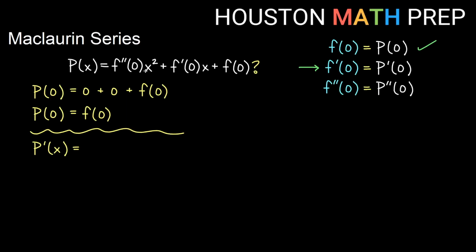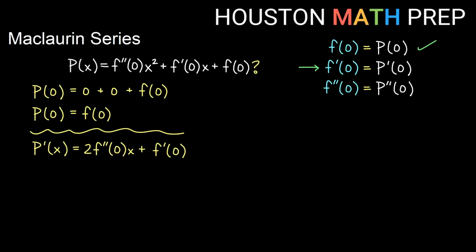Remember, each thing's going to be a power rule, so the derivative of this term, the 2 will come out in front and the power will go down by 1, so we'll get 2 f double prime of 0 times x, and then this just being an x term, we'll simply get f prime of 0 for the derivative of that. The last term, obviously, the derivative of a constant is 0, so we get this for our p prime.